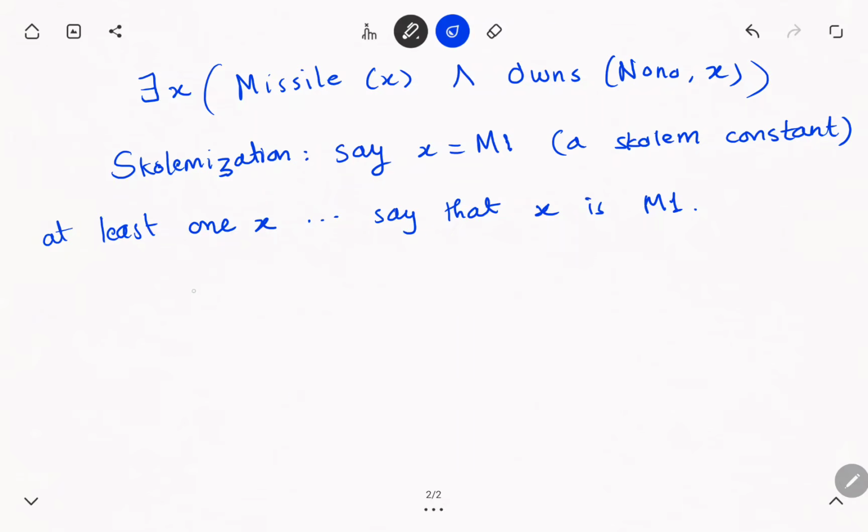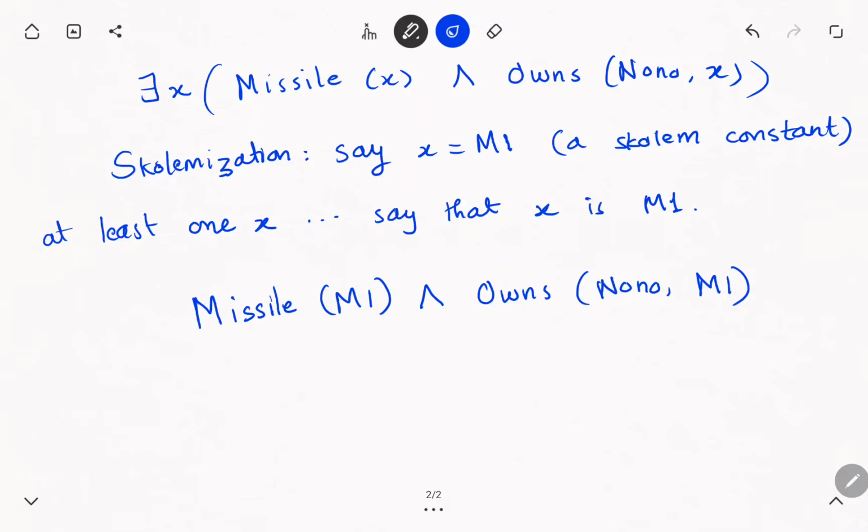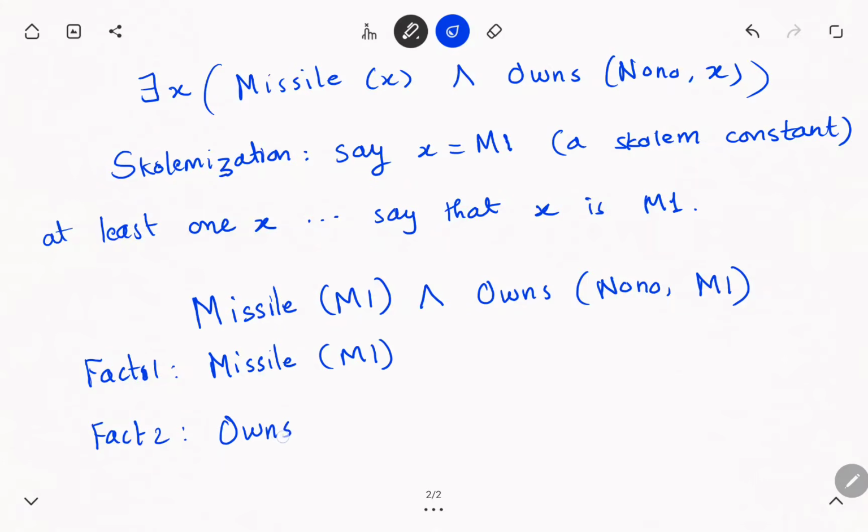Now therefore we'll remove the existential quantifier and we'll simply say missile m1 and owns nono comma m1. We can also separate both of these into two separate facts. One of the facts is missile m1, because it does not contain a variable any longer. We can say that it's a fact. So this is fact 1 and fact 2. We can break this into two facts. Okay, owns nono comma m1.